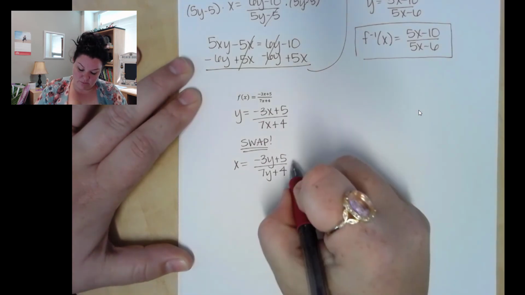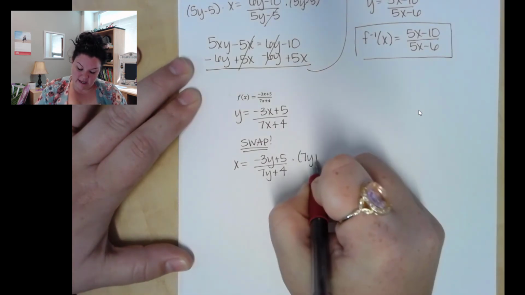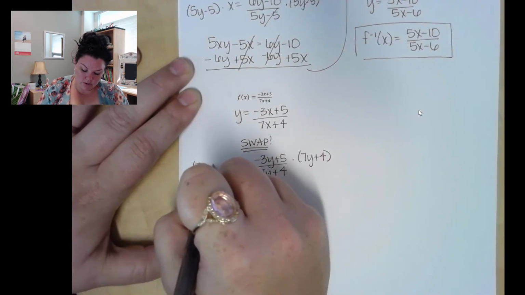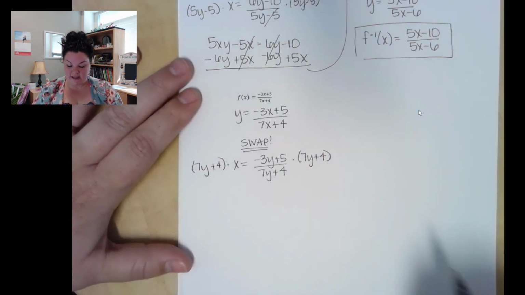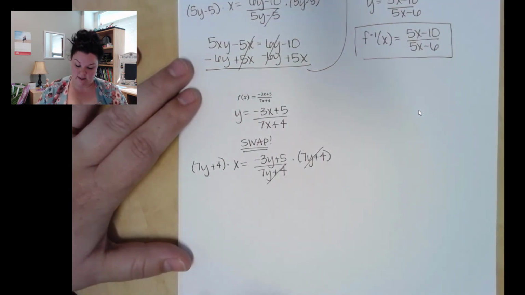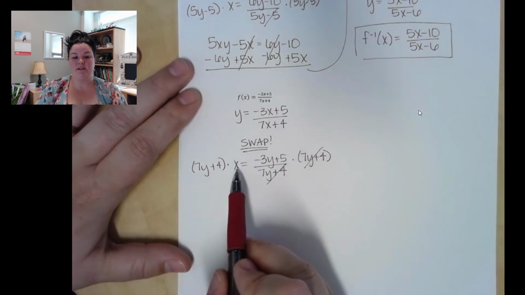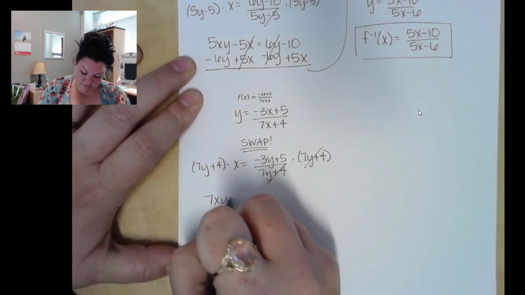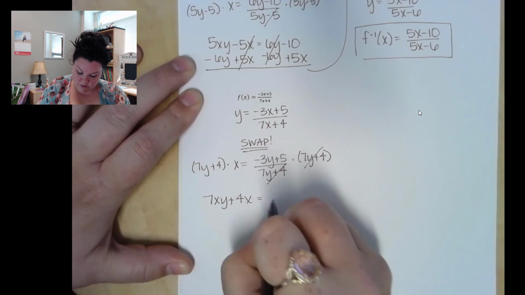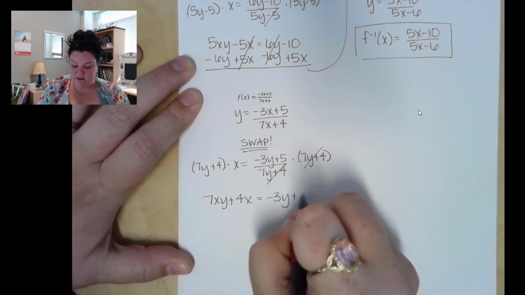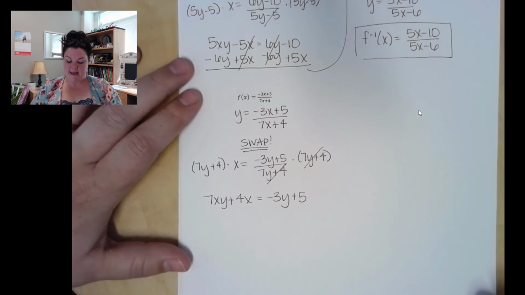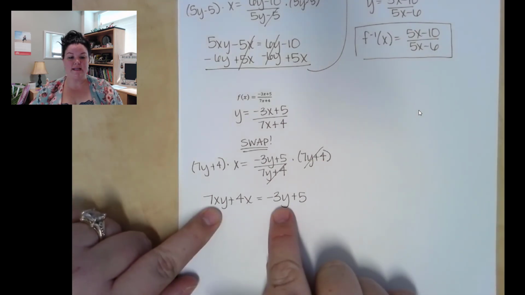So I'm going to go ahead and just multiply both sides by that denominator, 7y plus 4. And the reason I'm doing that is so that these denominators will cancel over on the right-hand side. On the left-hand side, I'm going to go ahead and distribute that x in. So I end up with 7xy plus 4x is equal to negative 3y plus 5 is all that's left on the right-hand side. And now I want to get my y terms together.